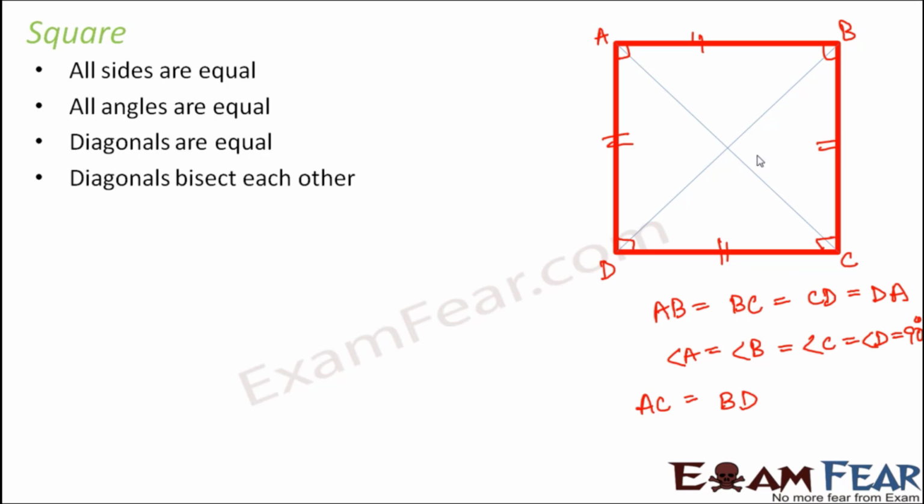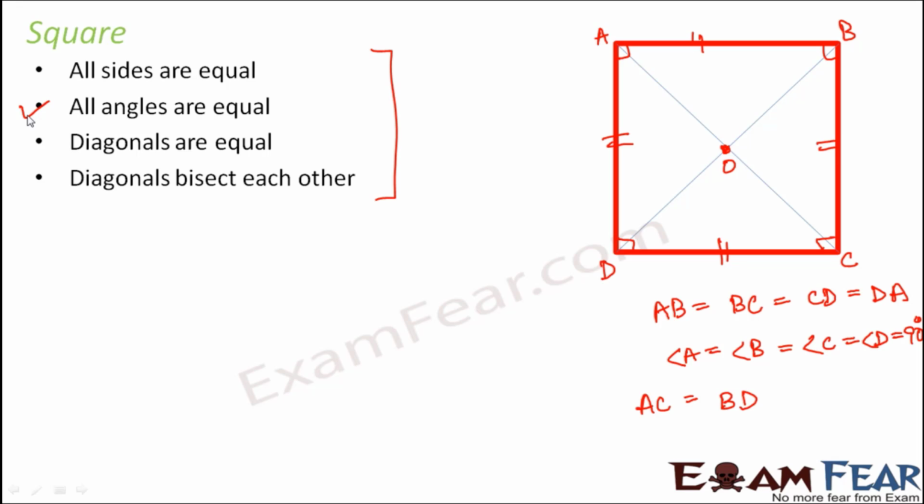Diagonals bisect each other, that means the diagonals intersect each other at their midpoints such that DO is equal to OB and AO is equal to OC. Now looking at the properties of a square, what do you think? How is a square like a rectangle? Is there any similarity between a square and a rectangle? So this property is common between both of them.